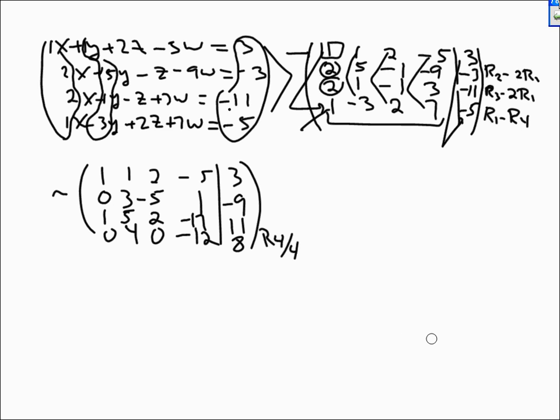0 divided by 4 is 0. 4 divided by 4 is going to be 1. 4 divided by 4 is going to be 1. 0 divided by 4 is still 0. But negative 12 divided by 4 will be negative 3. And 8 divided by 4 will be good old 2. And I don't have to say I'm dividing by 4 anymore because I just did.